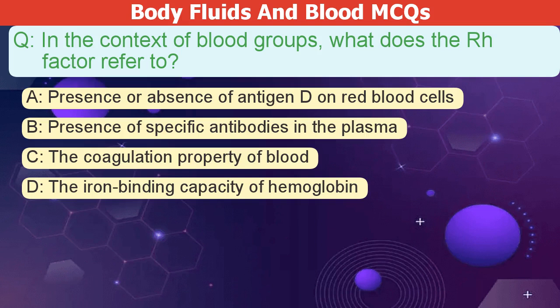A. Presence or absence of antigen D on red blood cells. B. Presence of specific antibodies in the plasma. C. The coagulation property of blood. D. The ion binding capacity of hemoglobin.